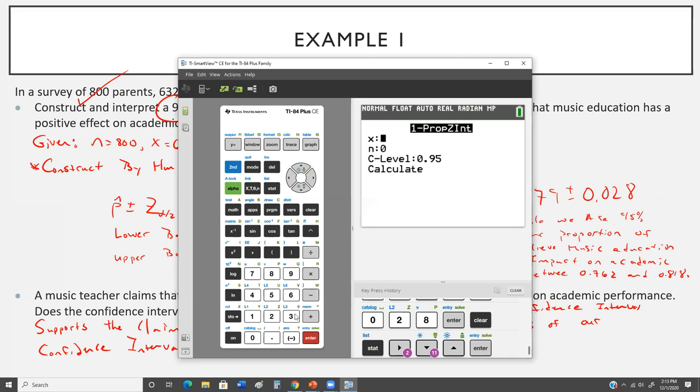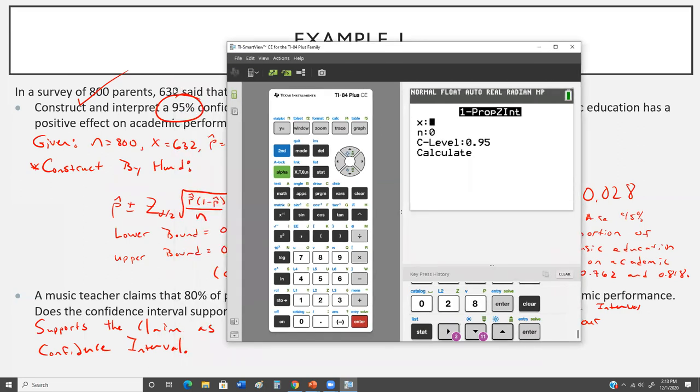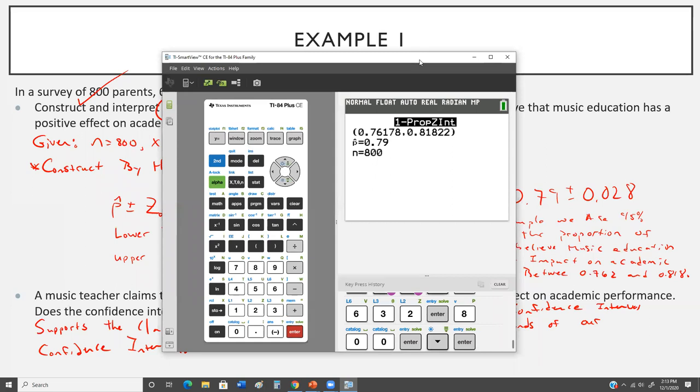And you should see this. Okay, well, X remembers how many people said they think it has a positive impact. So that's 632. N is 800. I asked for a 95% confidence interval, so it's already there. Then let me scroll down to calculate. Look at their interval. When we round it to 3 decimal places, does it give the same interval we just did by hand? Yeah. Okay, so 0.762 when we round it right there.